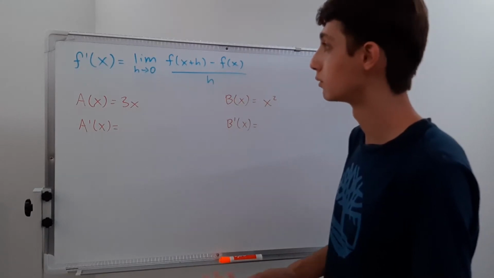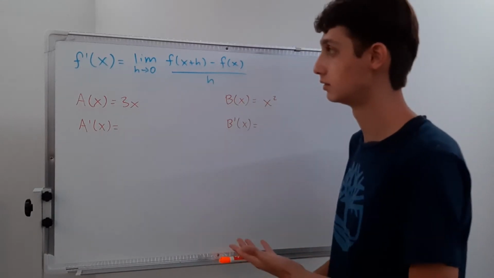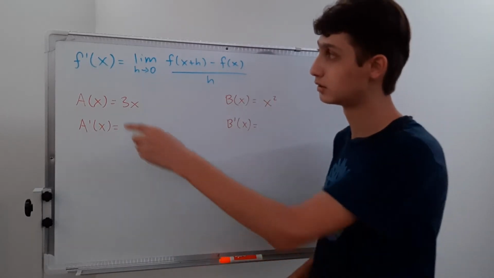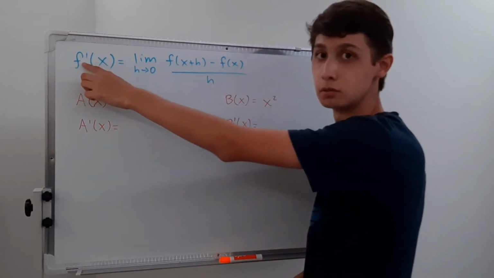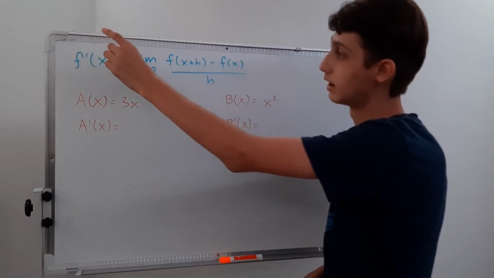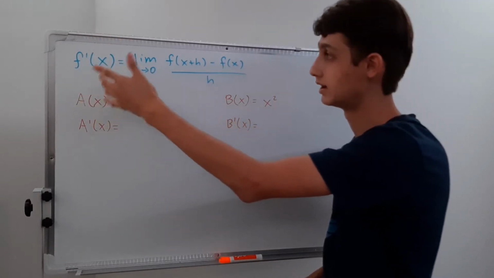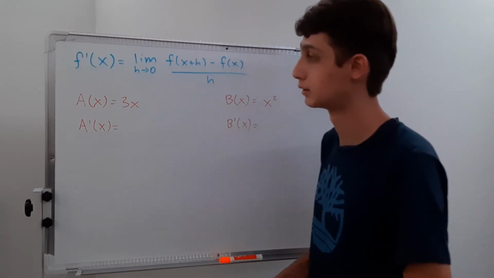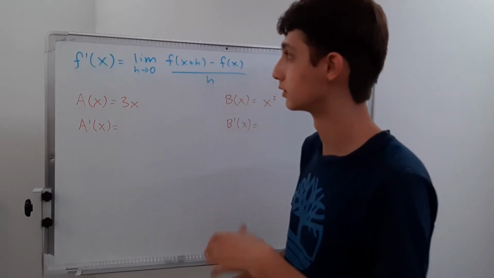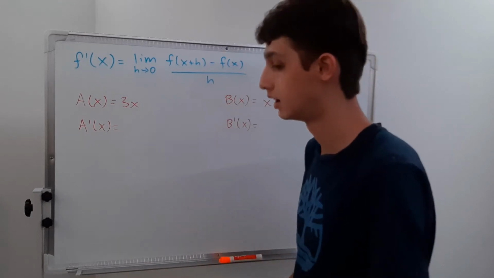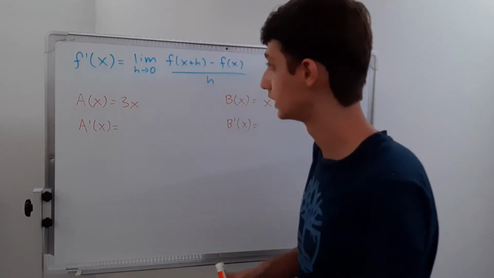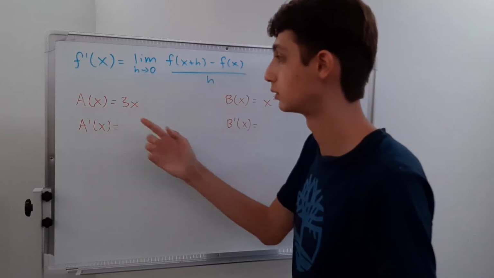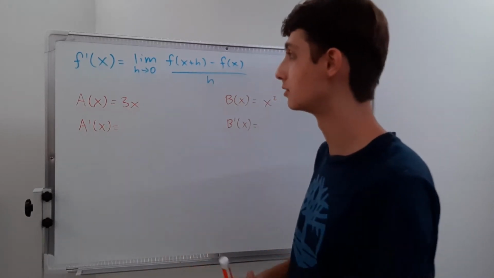And yeah, so let's use the definition of a derivative to find the derivatives of these functions. Now notice this looks like an f1 of x, but it's f prime. That's how it's read, f prime of x. That's your derivative of x. So that's the notation. So basically, we have our function a of x, and it's equal to 3x. So what is a prime of x?